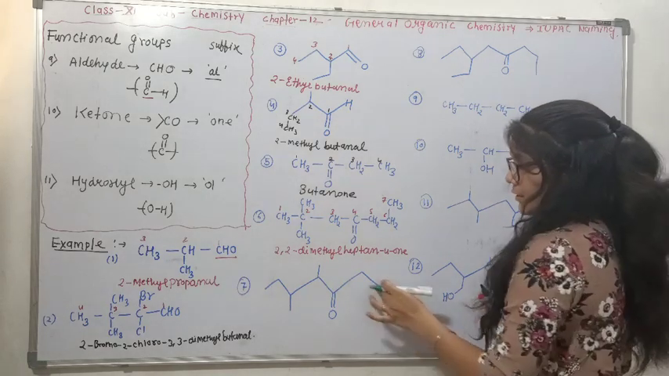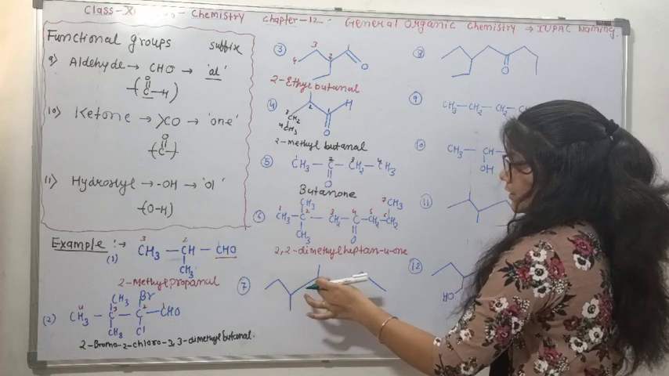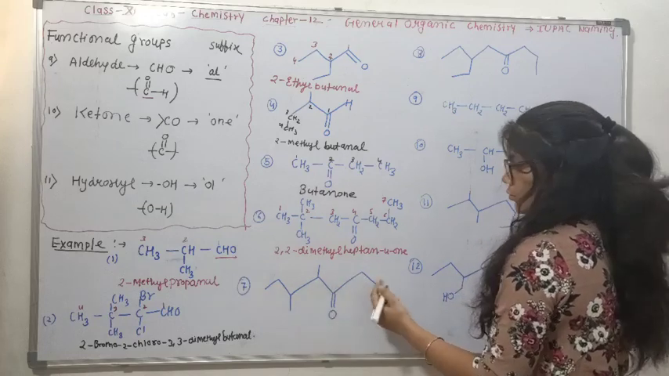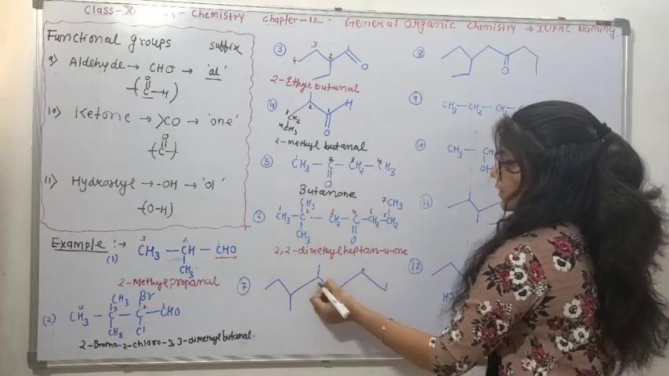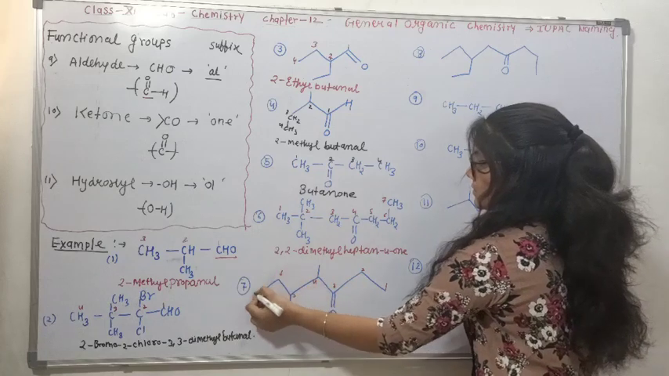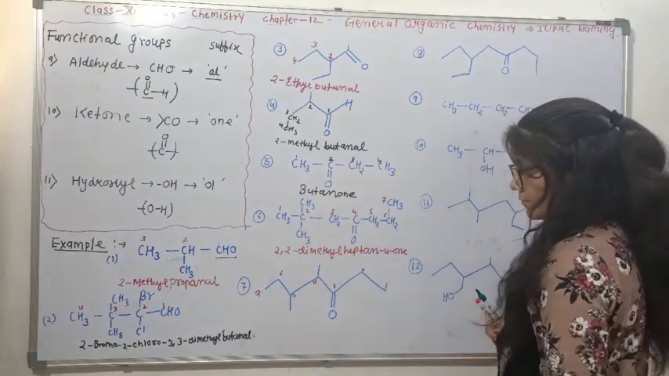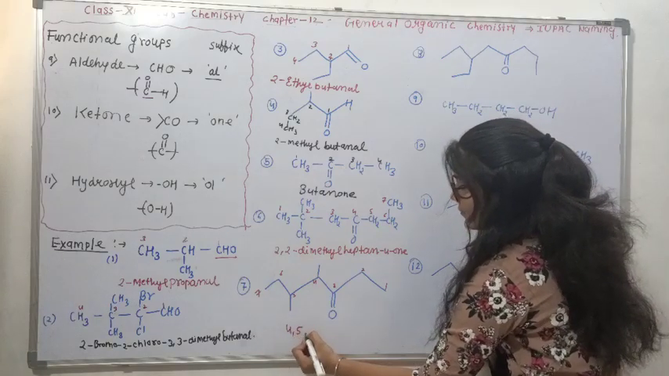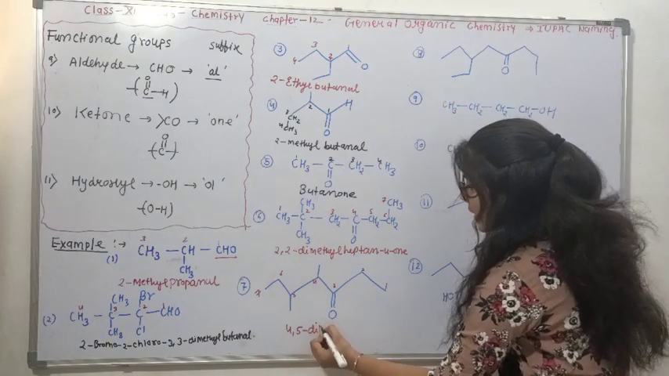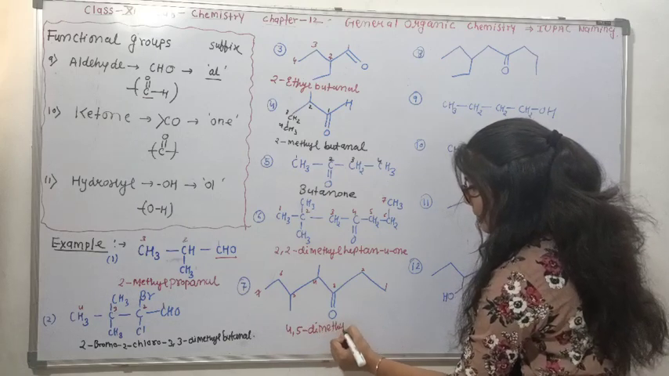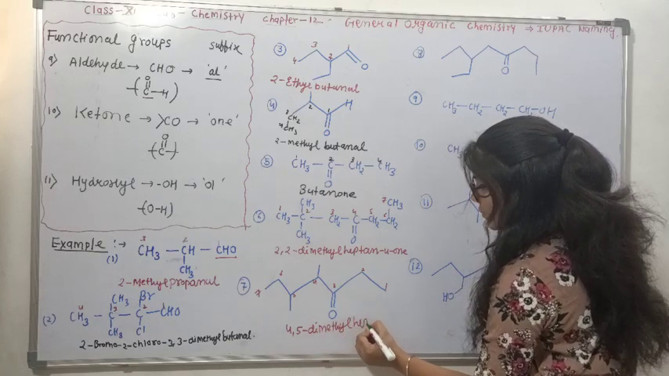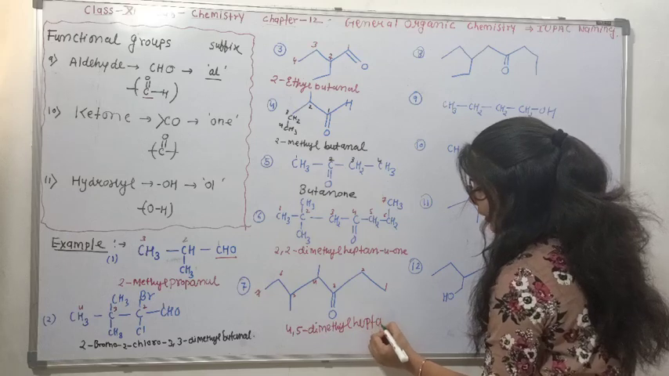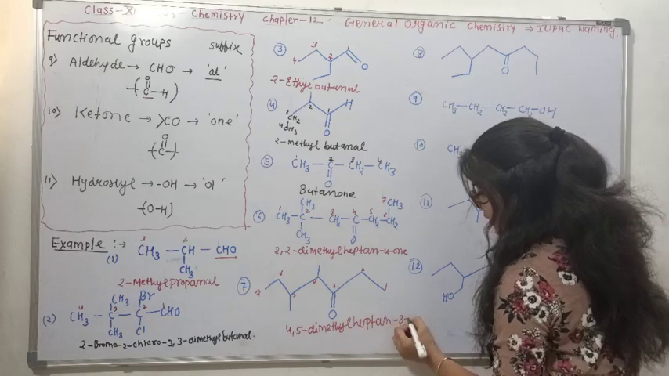Go for this. 1 2 3, 1 2 3 4. It's 1 2 3 4 5 6 7. Okay, so that's 4,5-dimethyl heptane, heptane 3-one.